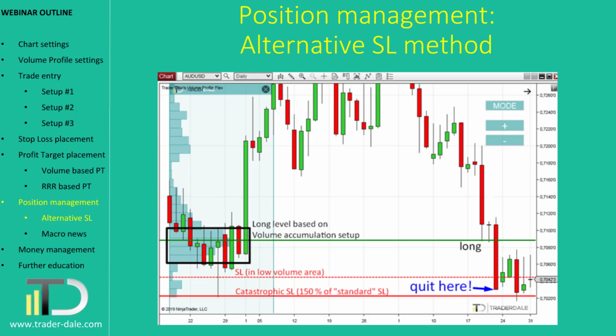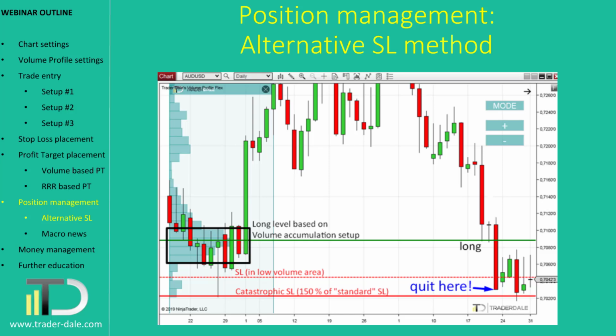So at the end of the day, I quit my trade when there was the close of the day below the standard stop loss. Alright, so this is how you use the alternative stop loss. I've been using it for a few years now, and my results were much better than if I was using the standard stop loss.